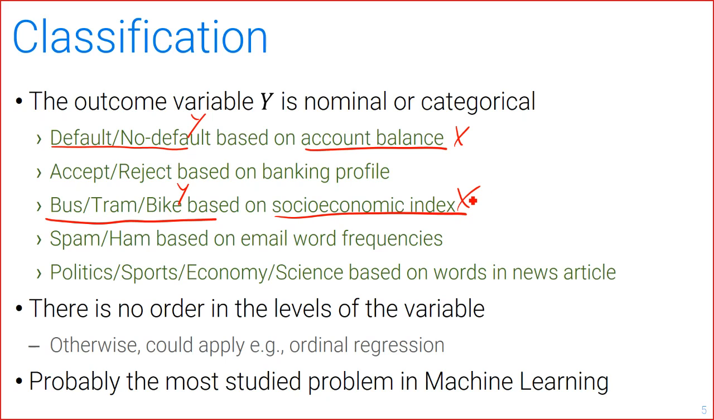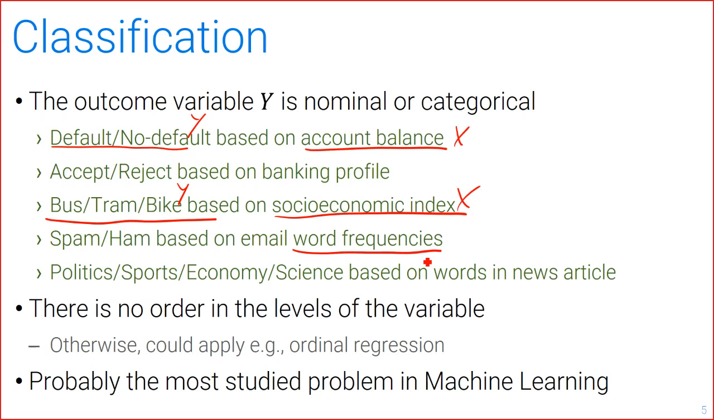Another kind of problem would be a spam detector. So given a certain email, and let's say the features are how many times each word appears in the email, then we might be interested in predicting whether the email is what we call ham or spam. So spam or just a legit email. Or you work in a newspaper, and then you might be interested in automatically classifying the news articles into different topics, such as politics, sports, economy, science, and whatnot.